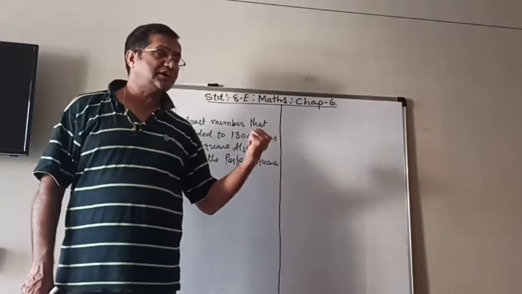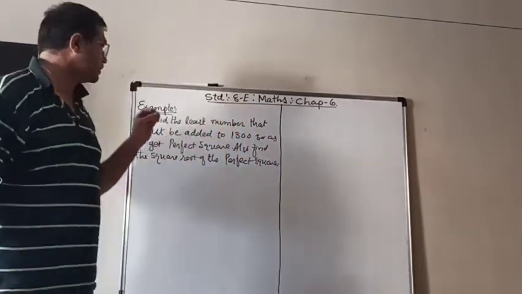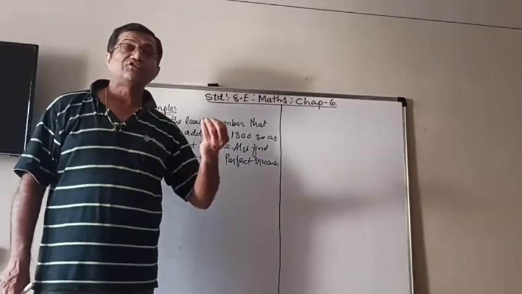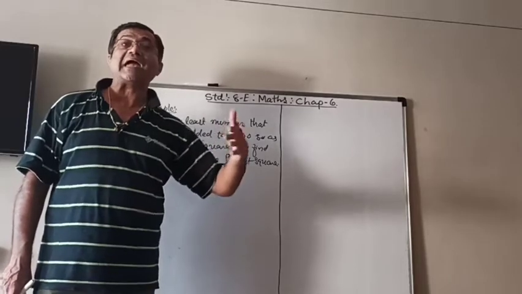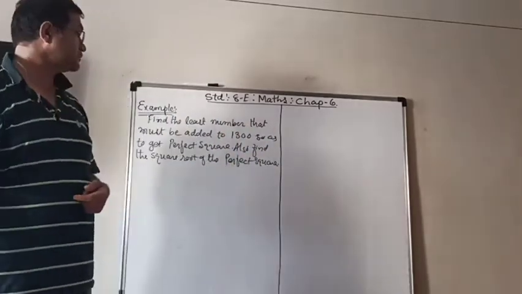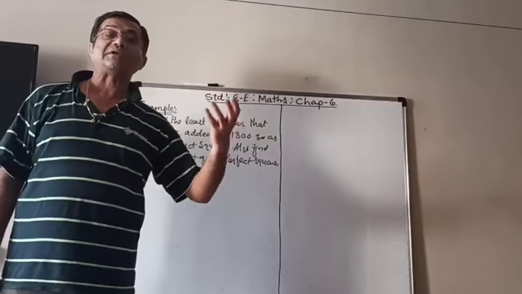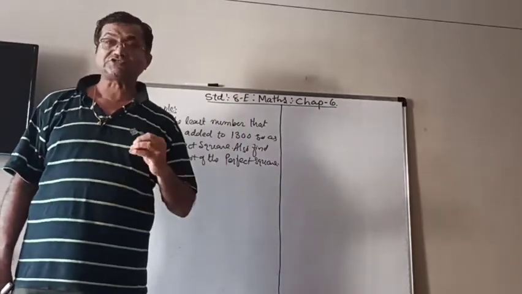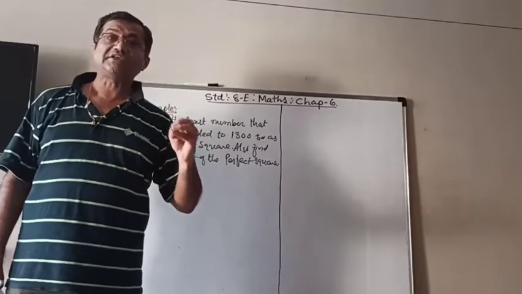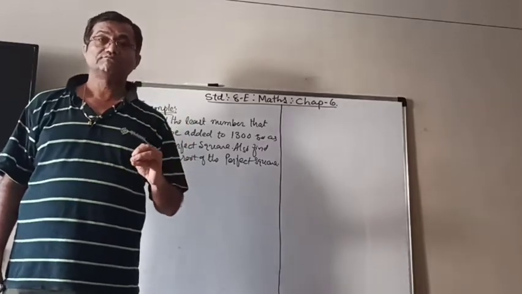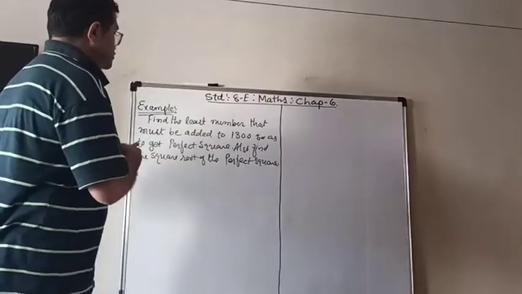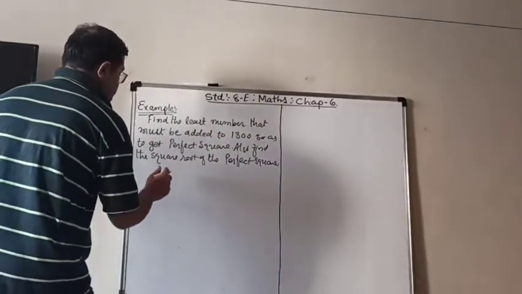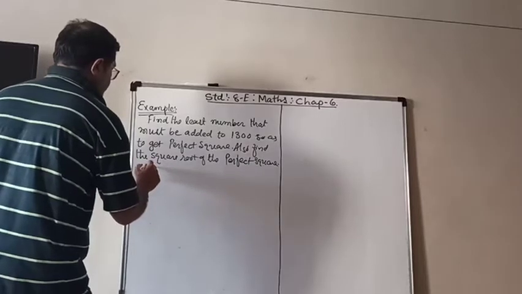Now, in this session, first we will learn that if a number is not a perfect square, then which smallest number we can add to that number so that the new number will become a perfect square. So here also, first of all, we have to find the square root of that number by the division method. So we will try to find the square root of 1300 by the division method.